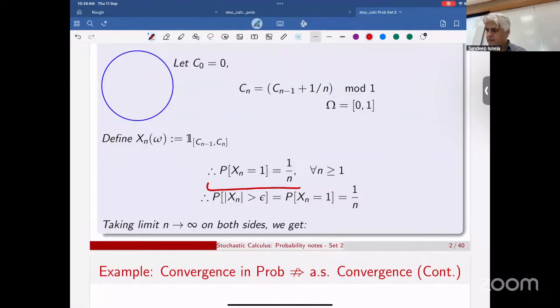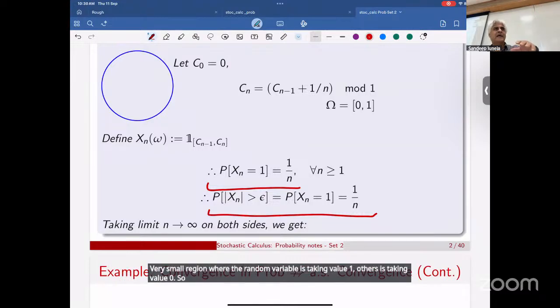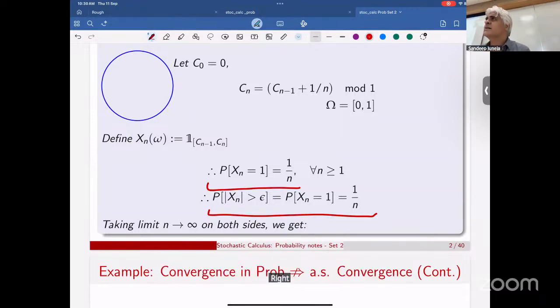for all n. So you can see that the probability that the absolute value of xn is greater than epsilon, for any epsilon less than 1 and positive, is going to be 1 by n. And that's going to go to 0 as n goes to infinity. So xn is converging to 0 in probability, right? If you look at this picture for a very large n equal to 200,000, there is a very small region where the random variable is taking value 1, otherwise it's taking value 0. So as n increases, the random variable is increasingly taking value 0 at most points, right? So that picture is clear?